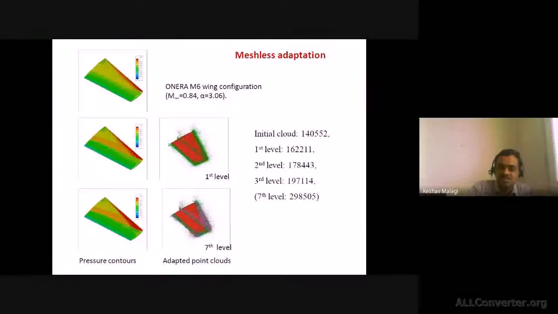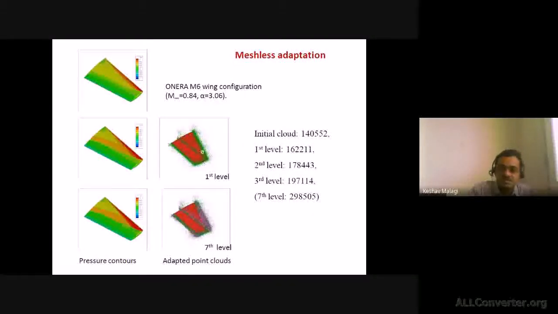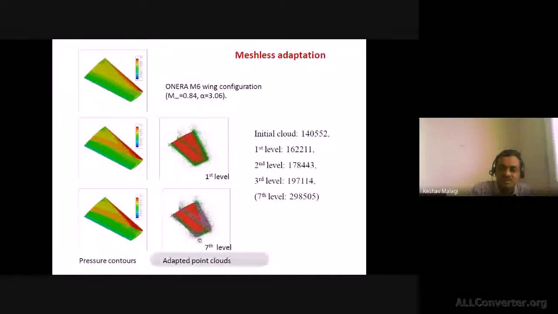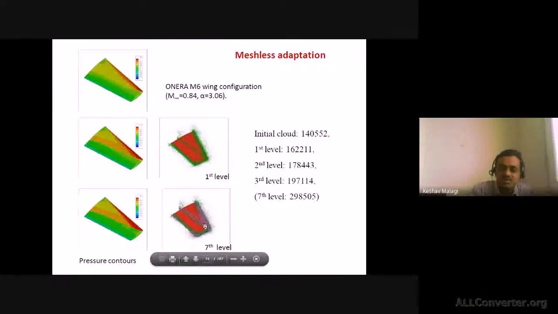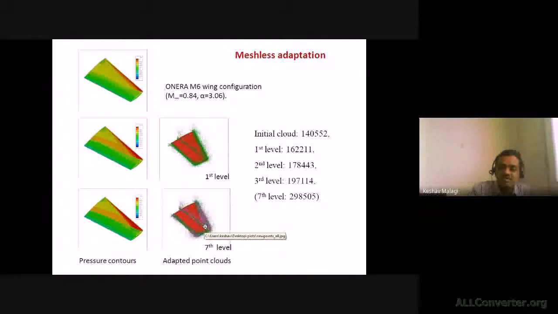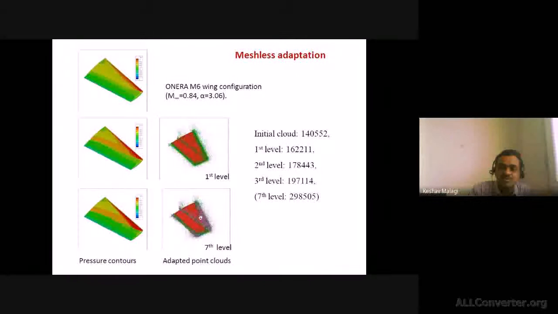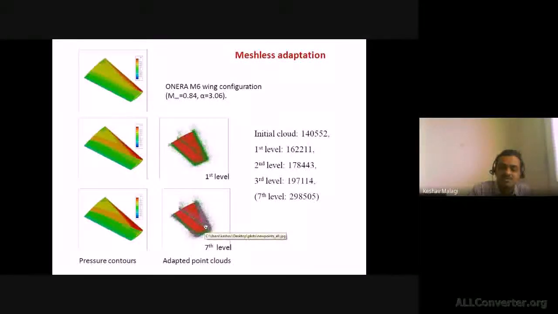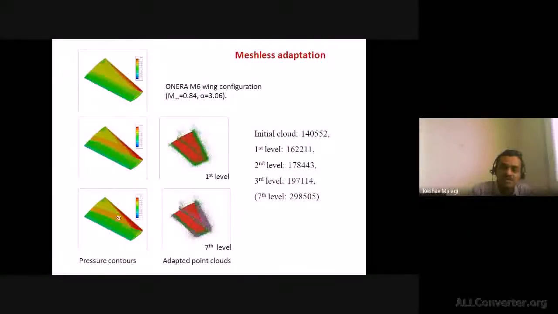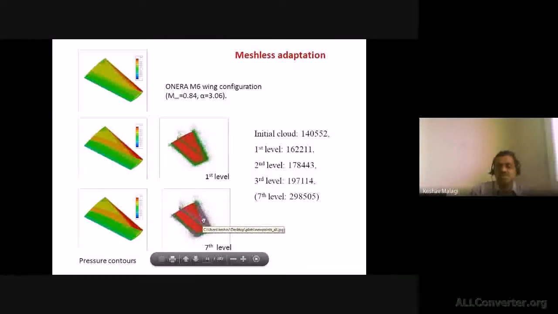And this meshless adaptation, as I said, is so easy. You can see that we begin with this first level, and after 7 levels, various colors of points. What you see as dots there is the point density increased without worrying about grid. You begin with this point cloud, you go on adding the points around the features, around the places where there are features. Here in the initial solution, you can see that this is an Onera wing and there is a lambda shock formed here. So you go on adding the points and you will get a very sharp featured shock. This is the adapted cloud. And this is so easy because you just keep on adding the points where you want.